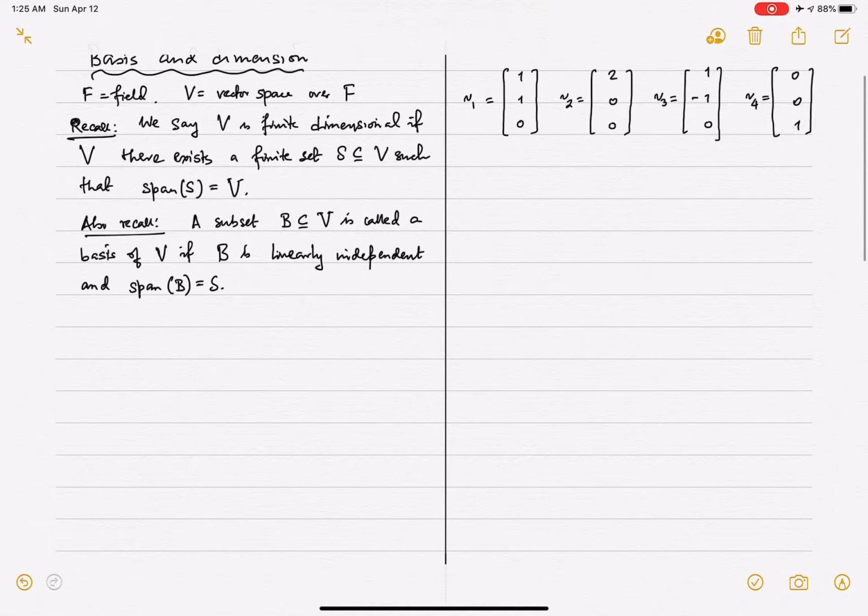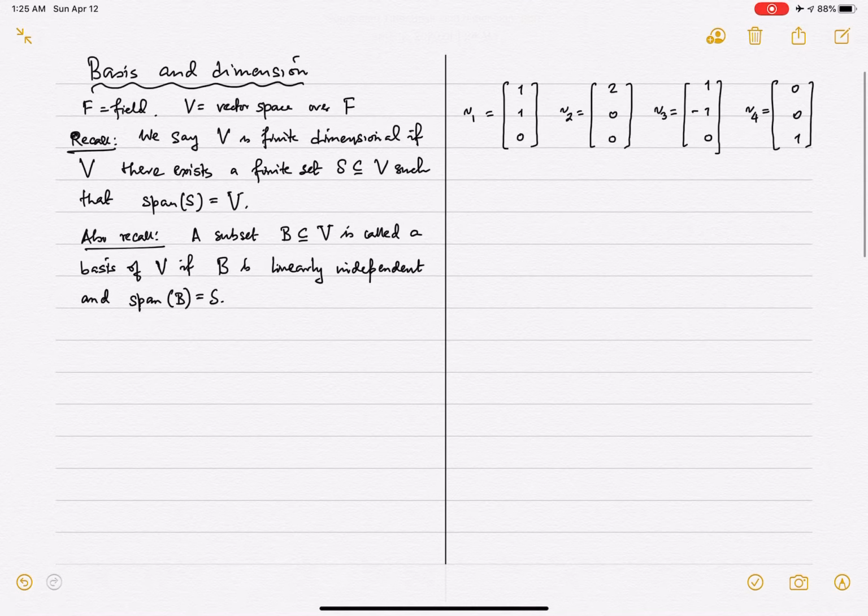So we are reviewing the theory of finite dimensional vector spaces a little bit. We want to talk about basis and dimension. Let me remind you the setup. F is a field.